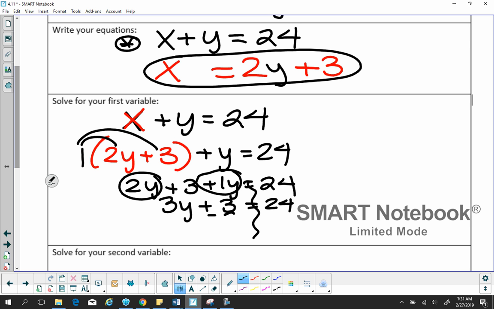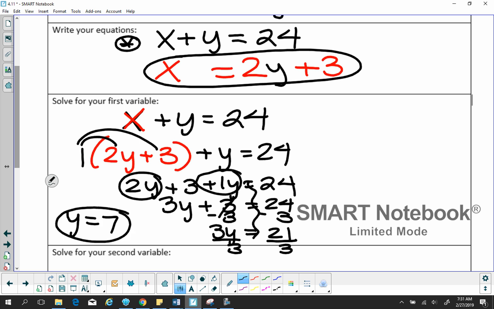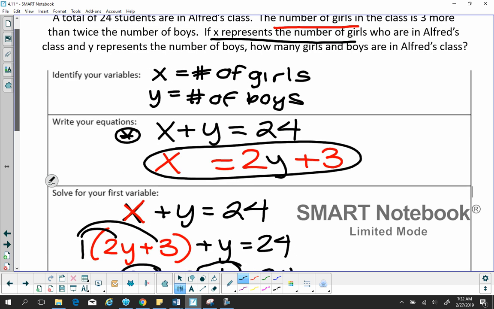Good. So we solve like a 2-step equation. Subtract 3, you get 3y equals 21. Then what do we do? Divide by 3. And so y equals 7. What did y represent at the top of the problem? Perfect. So how many boys are in there, class?